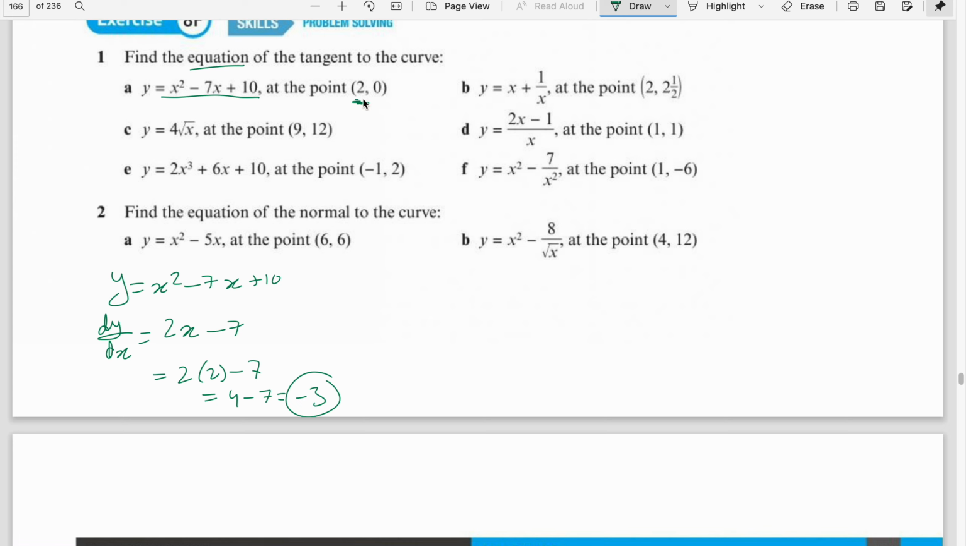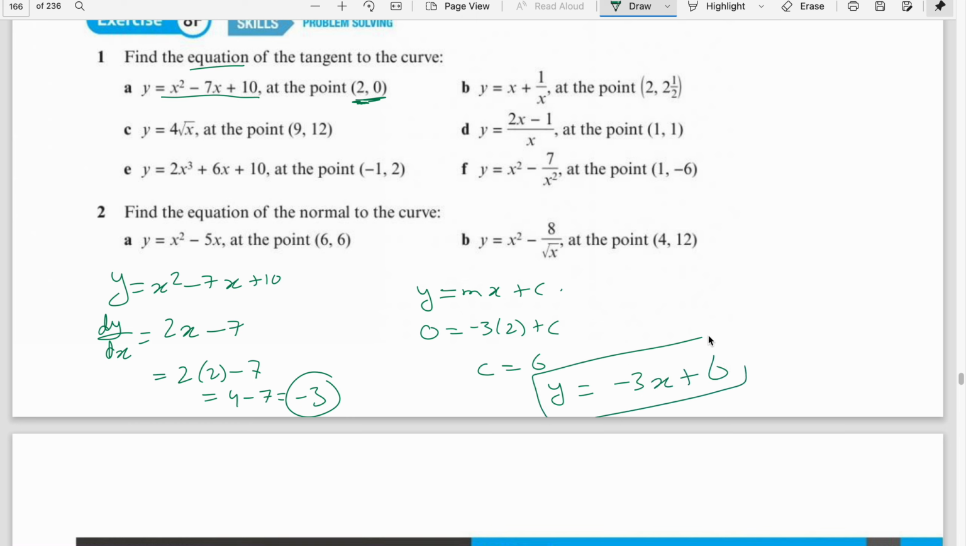Now we have the gradient, we have the point. So y equals mx plus c, where y is 0, the gradient is -3 and x is 2. So c is positive 6. Finally, the equation is y equals -3x plus 6. This is the equation of the tangent.